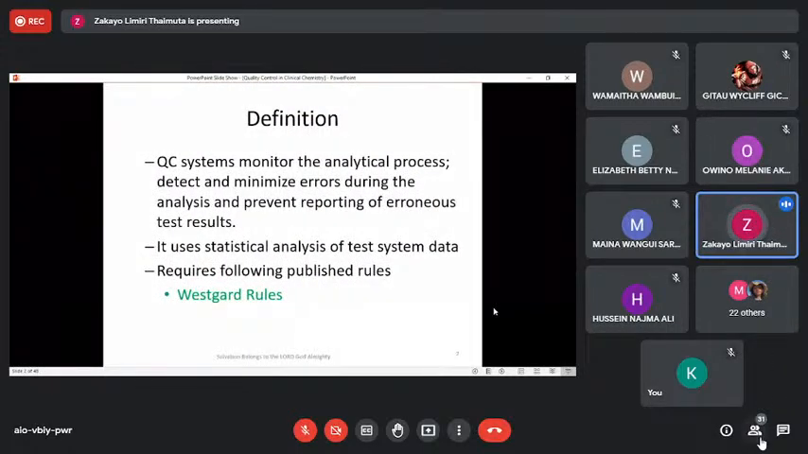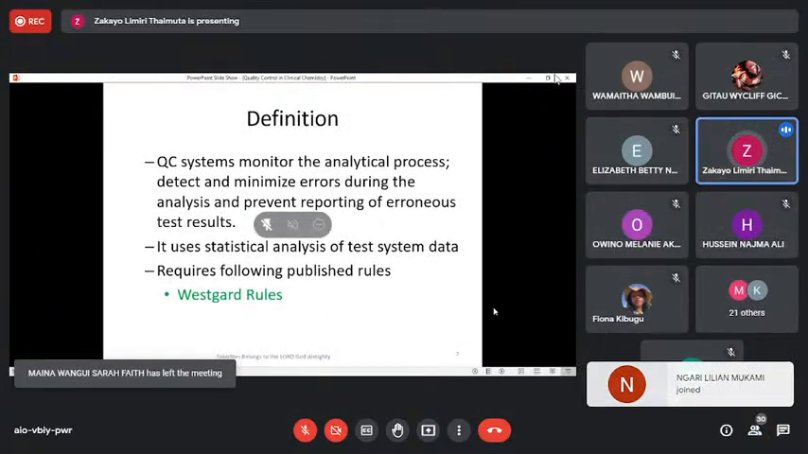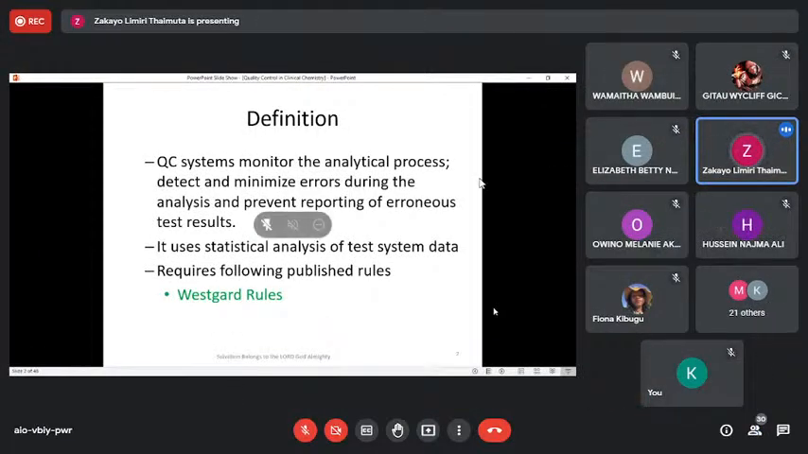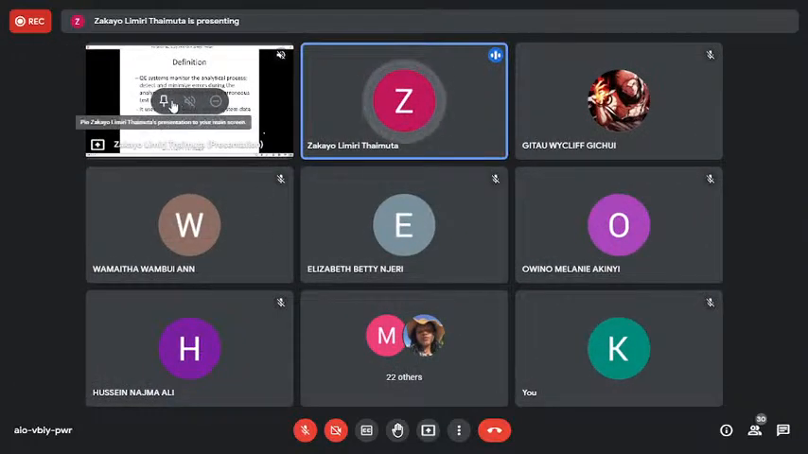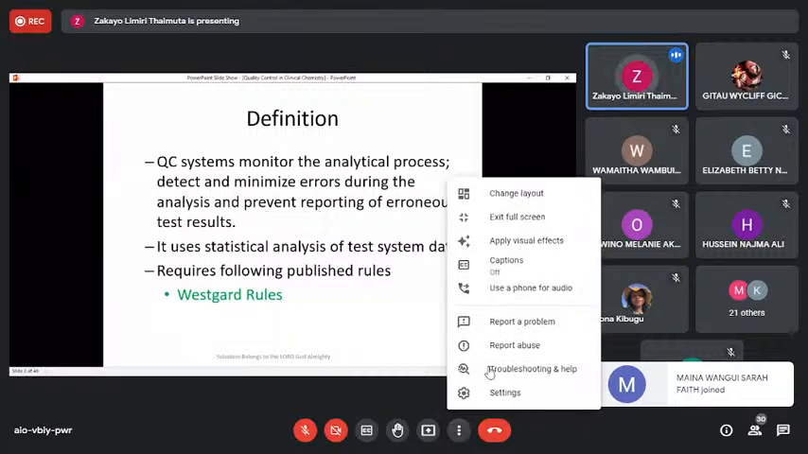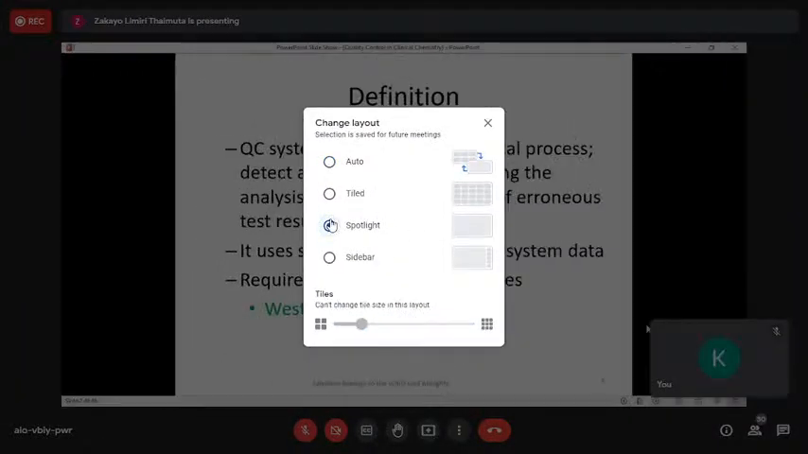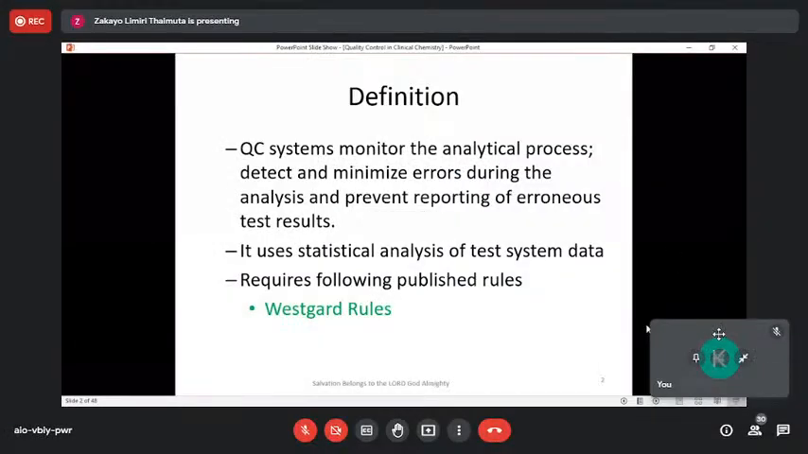Quality control is a system, we have already seen that, a system to monitor. Now, since you are talking about the laboratory aspect, we are talking about the system to monitor the analytical process. What do you want to do? Like in the case of Nairobi, you want to see whether the person behind you is a good one or is a lag. So here you want to detect and minimize errors during the analysis. You want to prevent reporting of erroneous test results.